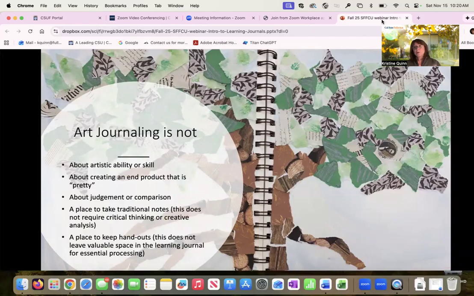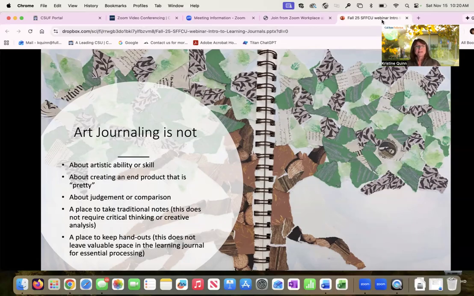All right, so let's talk about what art journaling is not. Let's give those non-examples. This idea is not about artistic ability or skill. It is not about creating an end product that is pretty. It is not about judgment or comparison. It's not a place to take traditional notes that doesn't require any sort of critical thinking or creative analysis, or a place to keep handouts.